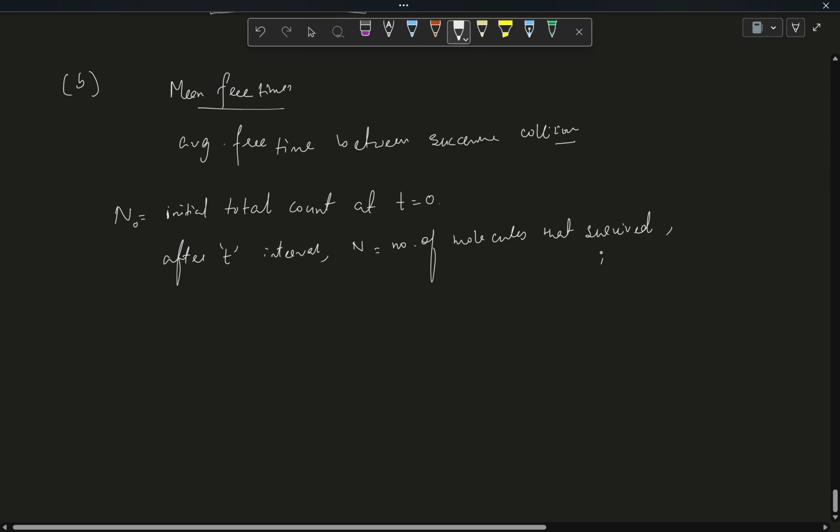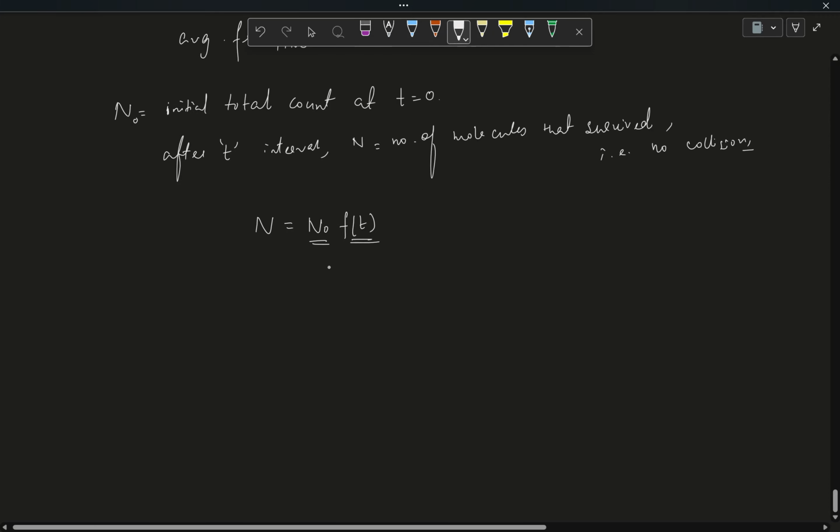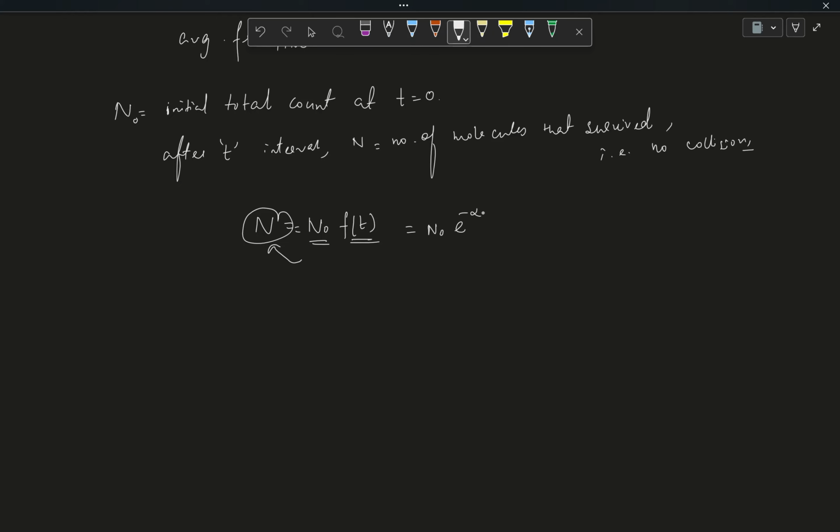Okay, that is no collision for them. That means you can say that n equal to n naught f of t. N naught is the initial number of molecules and f of t is the probability of the molecule having no collision in time t. So after time interval t, the number of molecules that have survived the collision is n. So it is n naught f of t, so n naught e to the power of minus alpha t, where you substitute the value of f of t that you got from question number A.